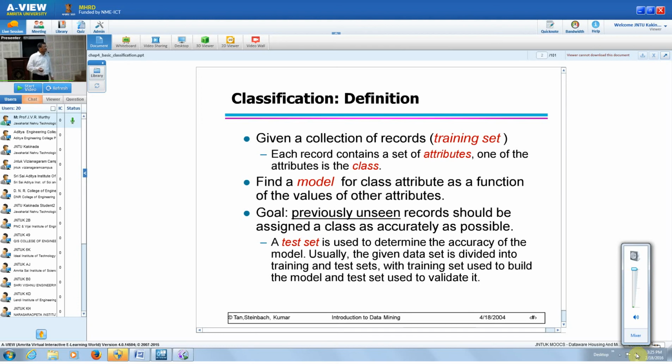A test set is used to determine the accuracy of the model. Usually the given data set is divided into training and test sets. With the training set, you build the model, and the test set is used to evaluate it. Got my point? So that is how it is. Next lecture.